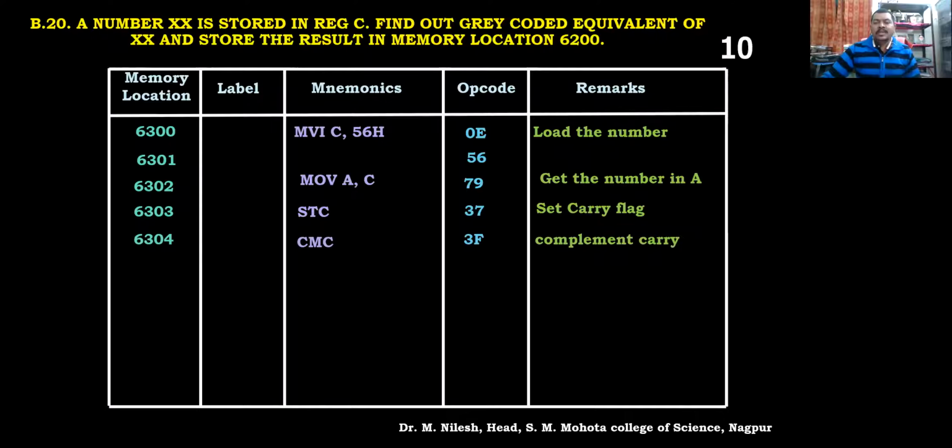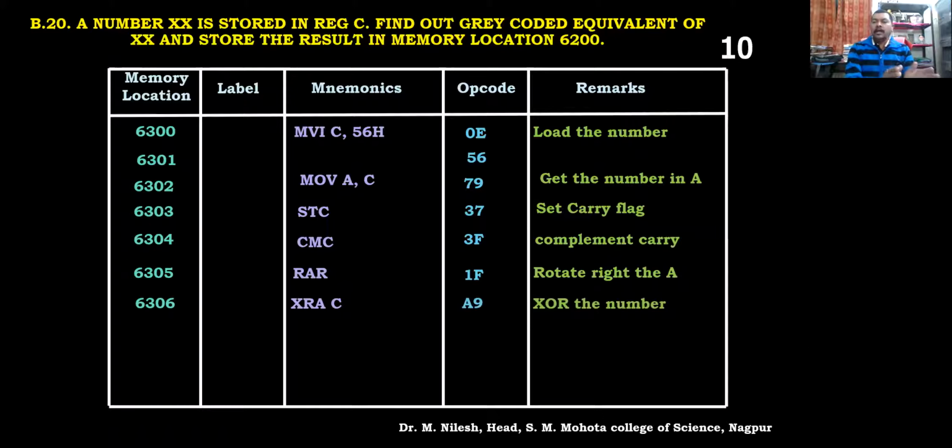Now we can rotate the contents of the accumulator to the right. We shift it to make 56H into 2BH. We have made this by this instruction. Now the next instruction is XOR C. The contents of register C are XORed with the contents of the accumulator, so it is 56 XORed with 2B, and the result is stored in the accumulator itself.